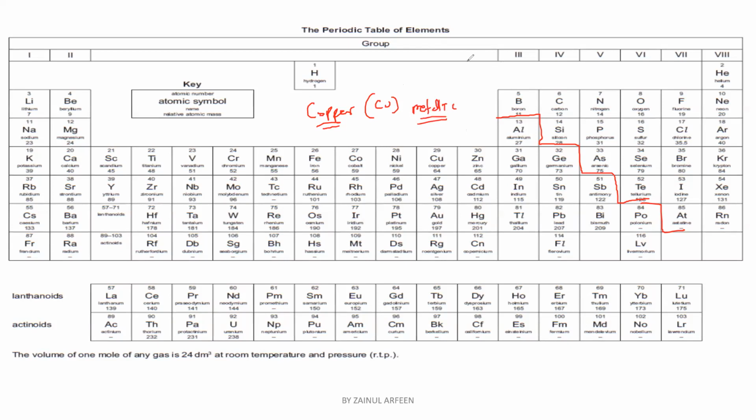Same thing, if I say what kind of bonding is there in potassium oxide, K2O. Potassium oxide contains potassium and oxygen.